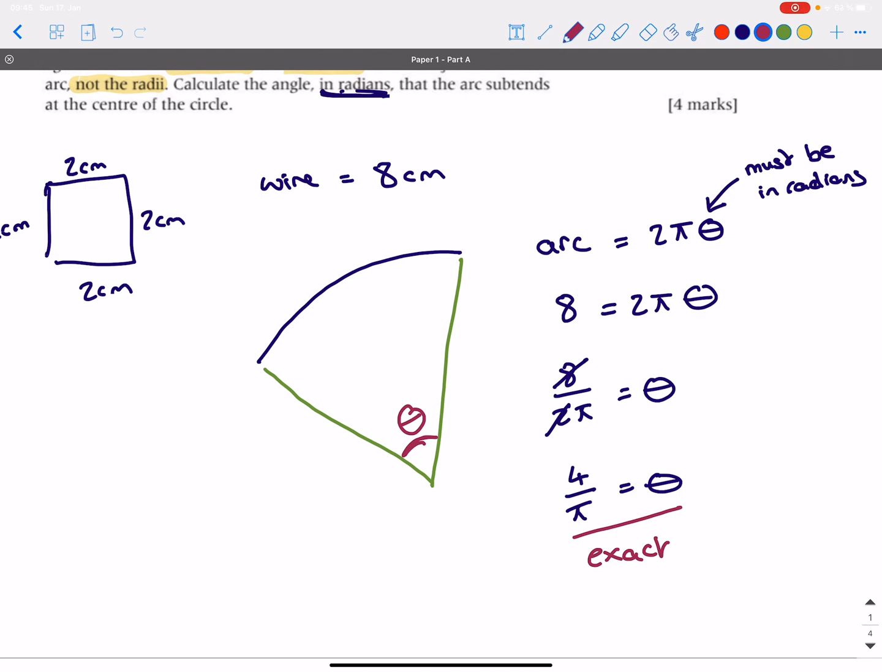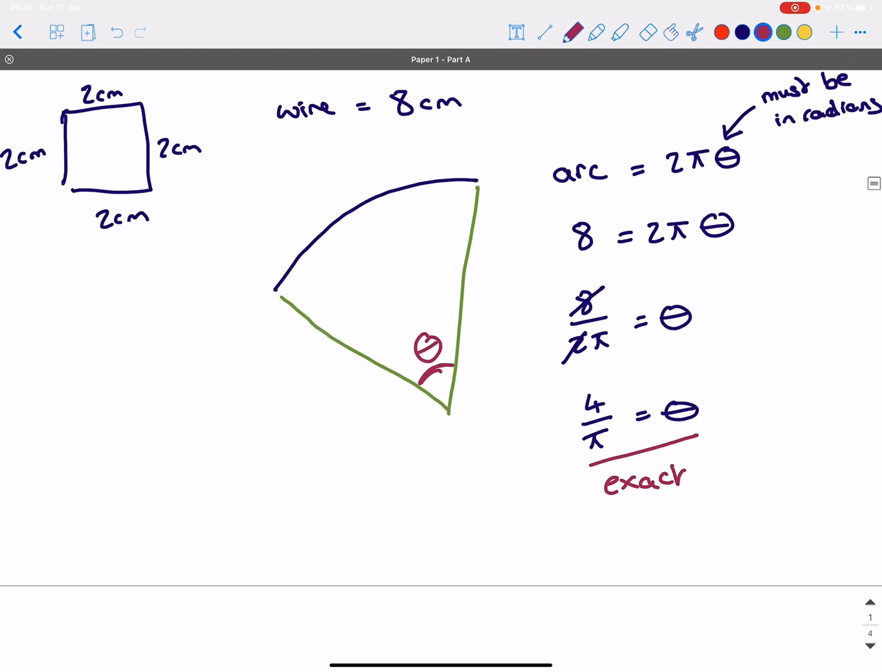And I'll be honest with you, mathematicians tend to prefer exact answers anyway. So even in your calculator paper, if it's possible to leave it as an exact answer, I would do, because it's good mathematical practice. If it's a calculator paper, they'll take both answers, but you guys are good mathematicians, so leave it as an exact answer if you can. Cool, next question.